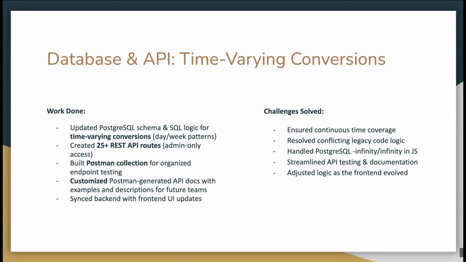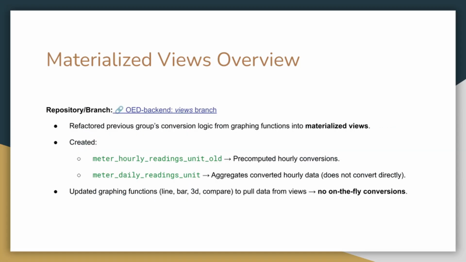Key challenges included ensuring continuous time coverage without overlaps, resolving legacy code conflicts, and addressing differences in how PostgreSQL and JavaScript handle infinity values. We began by building on the previous group's implementation. Rather than embedding the conversion logic directly within the graphing function, we refactored it into a materialized view. This allowed hourly conversions to be pre-computed and stored for improved performance.